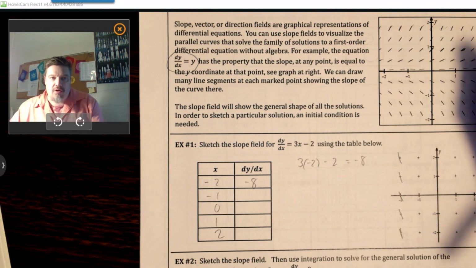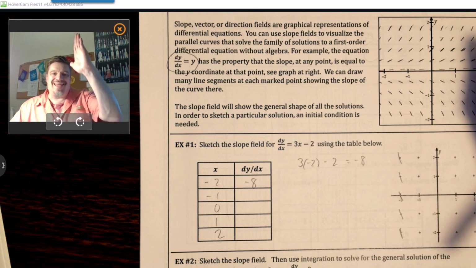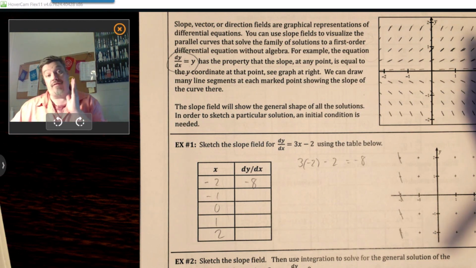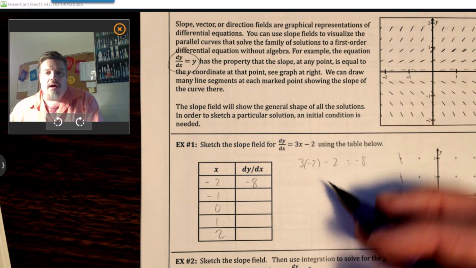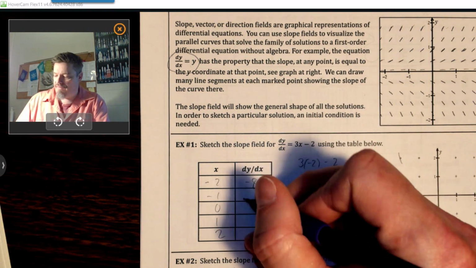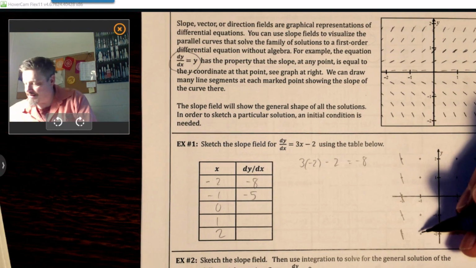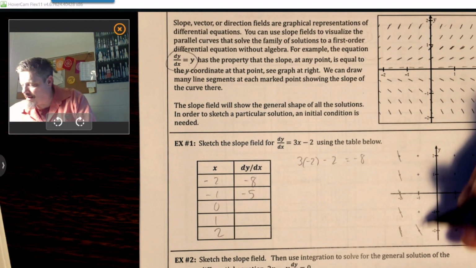Because I'm going to go straight up all of the x's that are -2, and I'm going to have a really steep -8 slope. Okay. Over here at -1, let's plug in a -1. That's going to be -5. Okay, steep, but not that steep. So it's going to look maybe something like this.